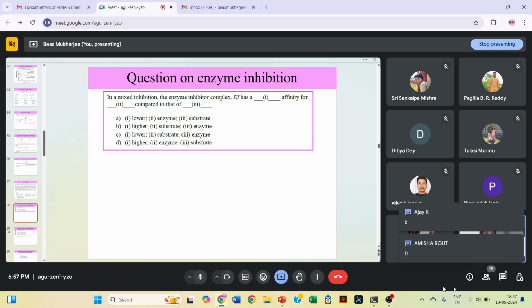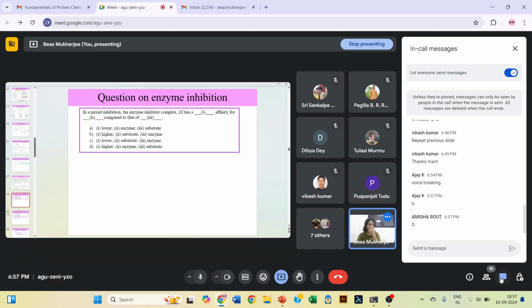Okay. You're saying B and I am also getting D as one of the answers. Anybody else who wants to answer? Try. EI is the enzyme inhibitor complex and this is mixed inhibition. So you know that in mixed inhibition, okay, I am getting D again as another answer. Let's see.